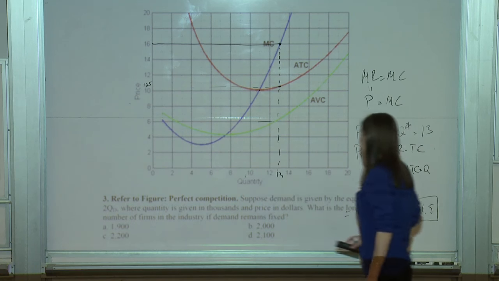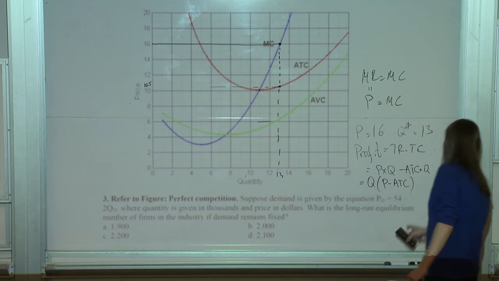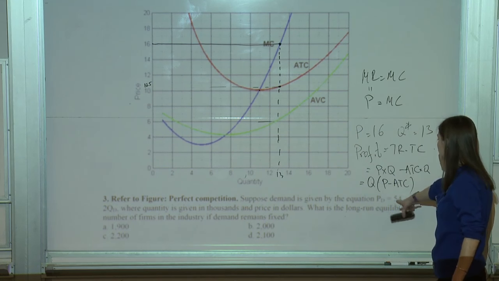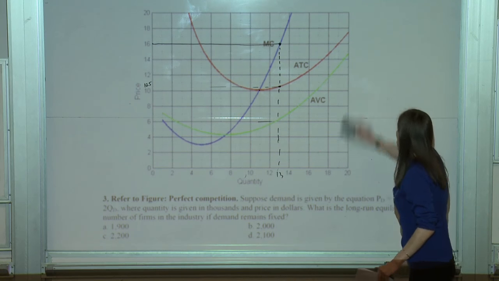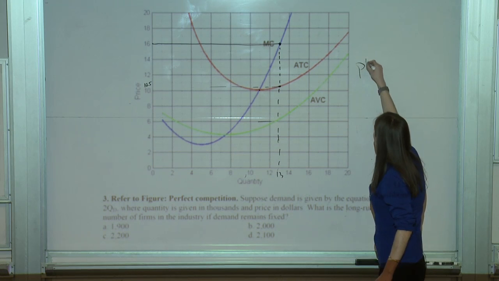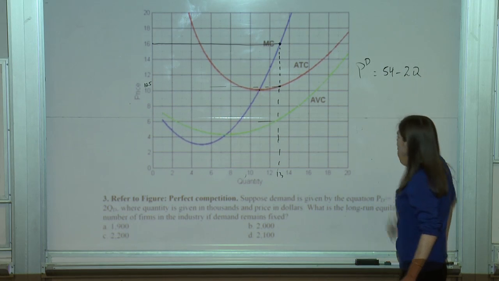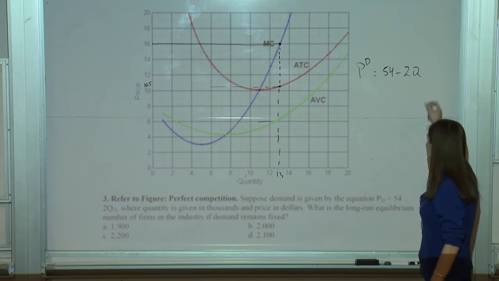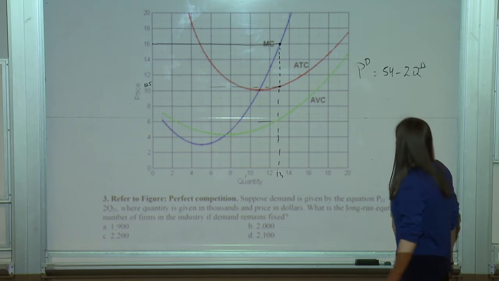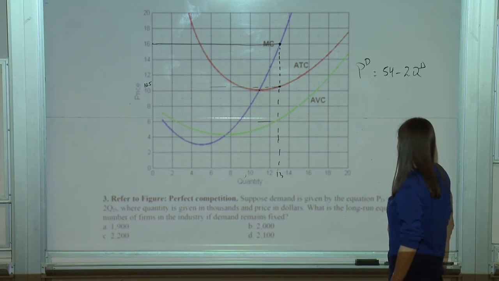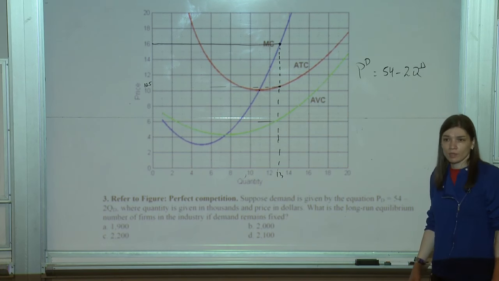Now we have, suppose the demand, again the same picture, but the demand is given by the following equation: the price equals 54 minus 2Q. Quantity is given in thousands. Now this is the market demand, all right? The quantity is given in thousands. Price is in dollars. What is the long-run equilibrium number of firms in the industry if the demand remains fixed?